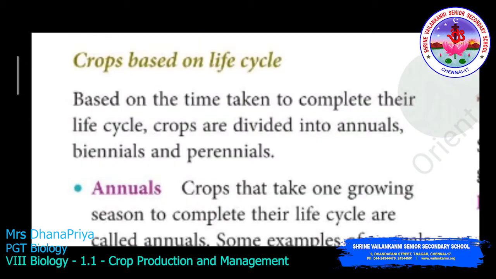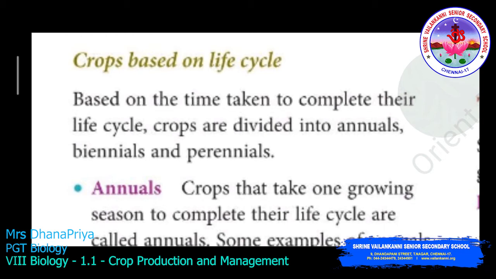Crops based on life cycle. It means the time taken to complete the life cycle. Based on that, the crops are divided into three types: annual, biennial and perennial. So let us discuss each one.